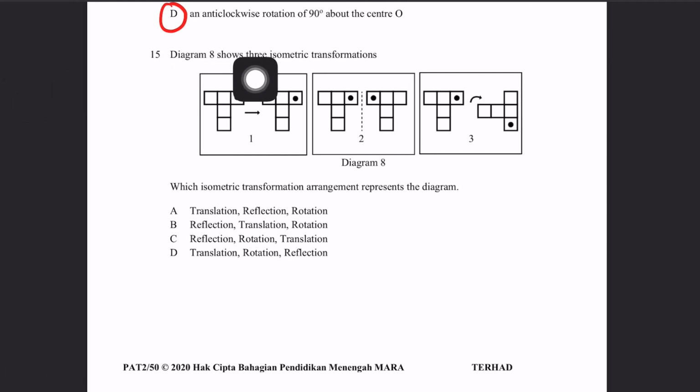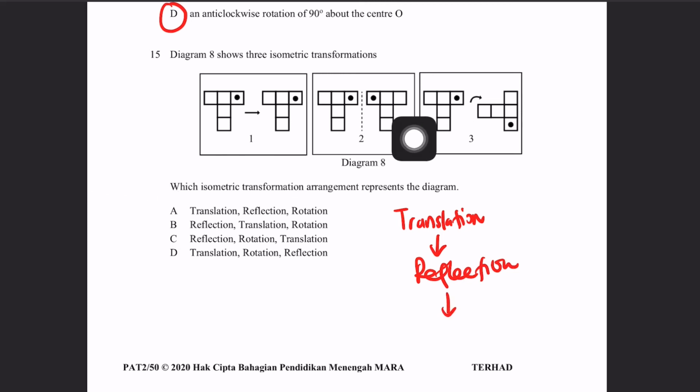Diagram 8 shows three isometric transformation. Which isometric transformation arrangement represent the diagram? Okay, so from here to here, dia sama shape kan? Dia macam bergerak je ke depan. So kalau bergerak macam tu, kita tahu itu adalah translation. Okay, next. Tengok daripada sini, tiba-tiba ada garis ni kan, tiba-tiba dia dekat depan. Ni kita tahu ini adalah reflection kan, dia macam cermin. Macam awak tengok cermin lah. So kita tahu itu adalah reflection.